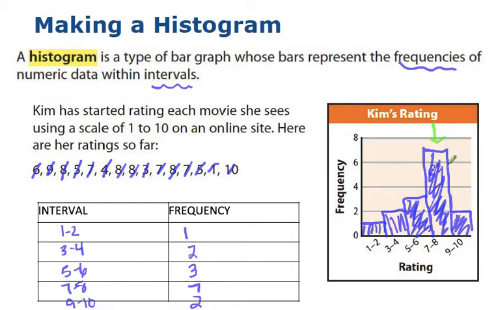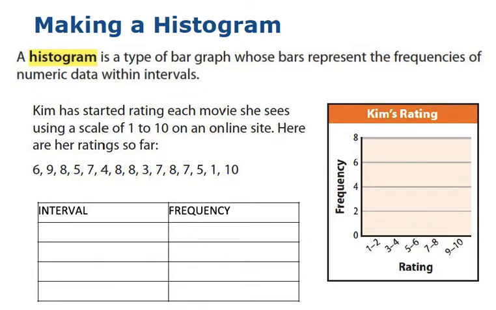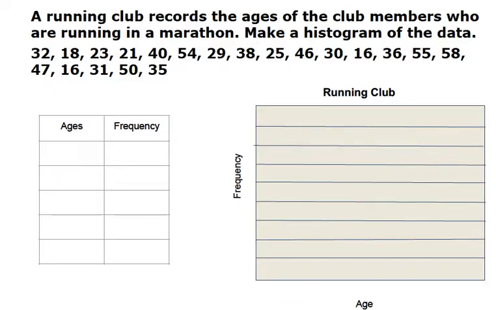For example, let's take a look at the next histogram that we're going to create together. A running club records the ages of the club members who are running a marathon. Make a histogram of the data. Now, the reason the running club might want this data is they might want to determine when their practice schedules are. It's going to be really important because if I determine that I'm going to run practices at 3:30 in the afternoon because that's when school's out, that's not going to be very convenient for those people that have full-time jobs. So a great tool for marketing purposes is creating a histogram.